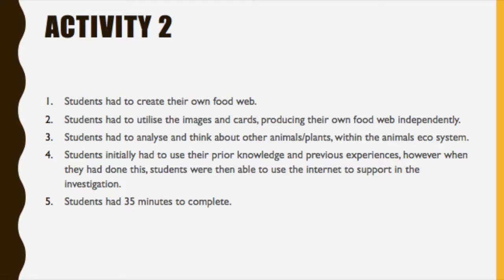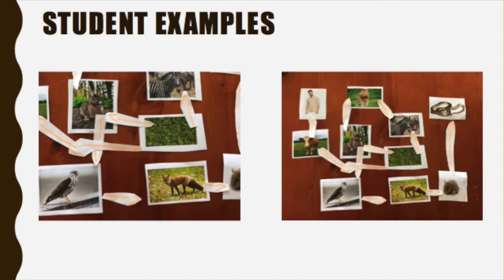Activity 2 involved students that had finished activity 1 creating their own food web individually. Students had a choice of a plant or animal from the activity cards as a building block, from which the student could think about the animals and plants within the initial animal's ecosystem to include in the food web. Once the student had attempted creating the food web based on their prior knowledge from other lessons and this lesson, they were to use the internet to support their investigation.